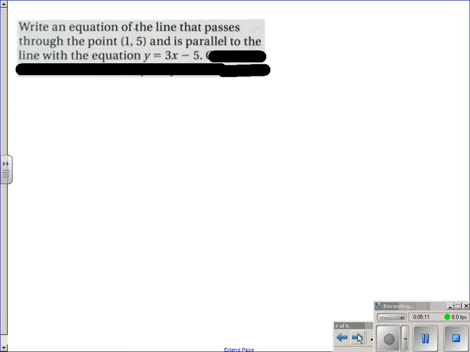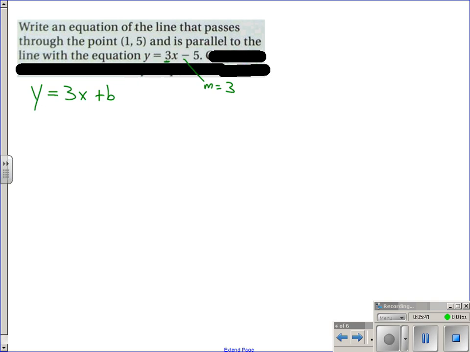All right. Write an equation of the line that passes through the point 1, 5 and is parallel to the line with that equation. Again, from section 3.4, we know that parallel lines have equal slope. This line has a slope of 3. It's the m part of the mx plus b. So we know the slope.